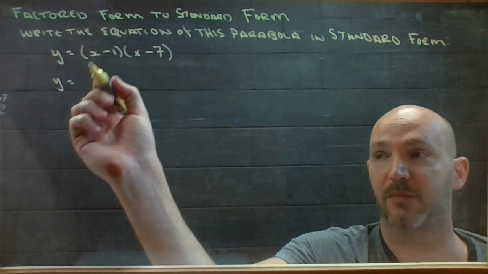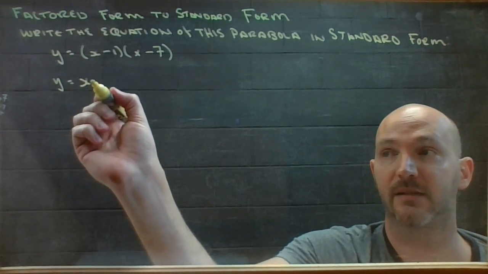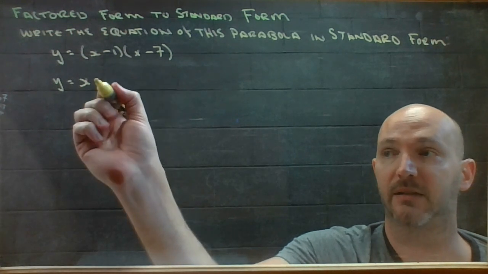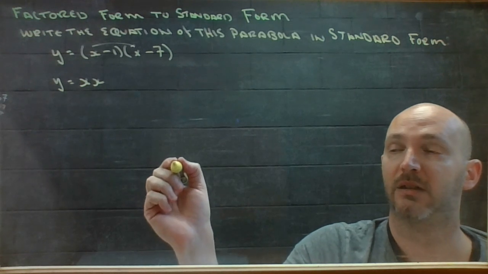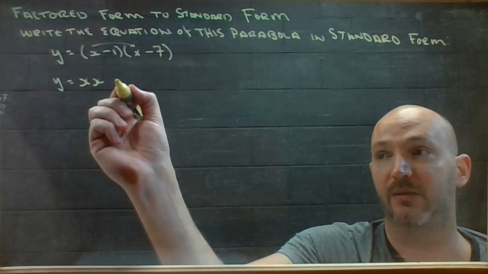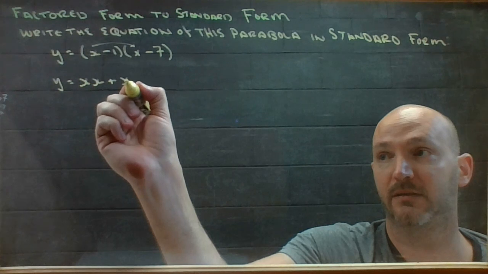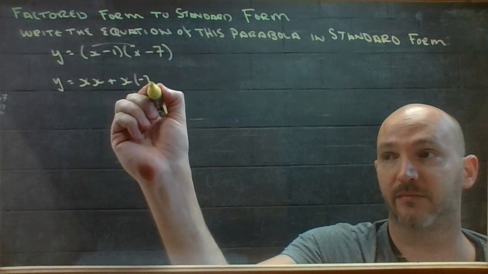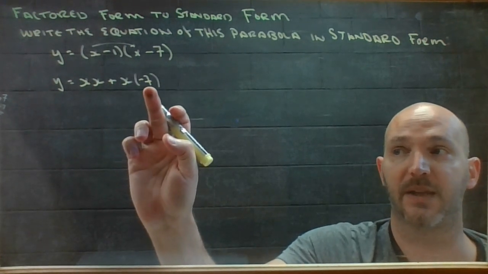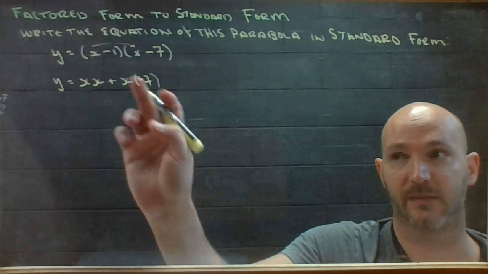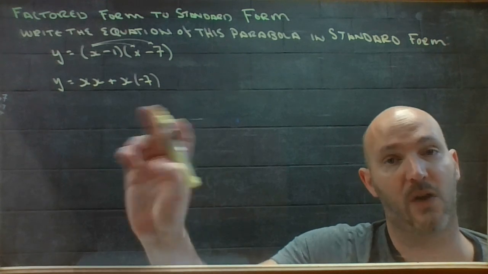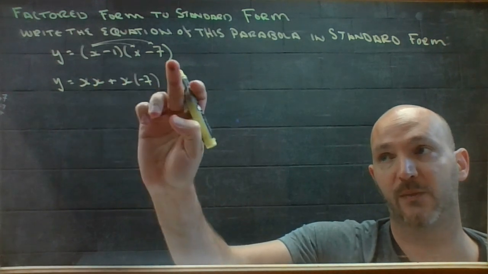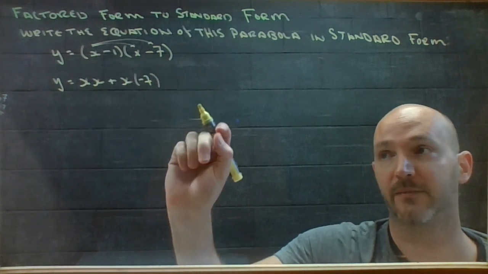Pick something from this bracket. I choose the X. Put it with something in this bracket. I choose the other X. I did that. The only other combination would be to take this X here and put it with my -7. I'm just going to keep the negative in a bracket there so I can see that it still exists. And that is all the combinations of this X with everything in this bracket.